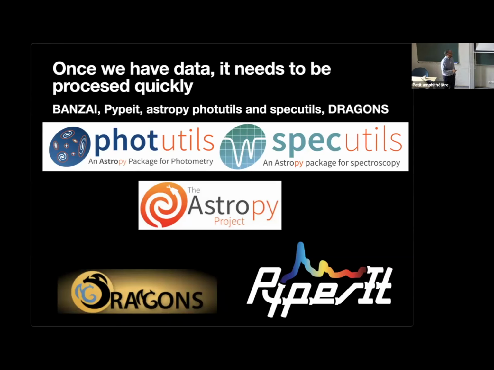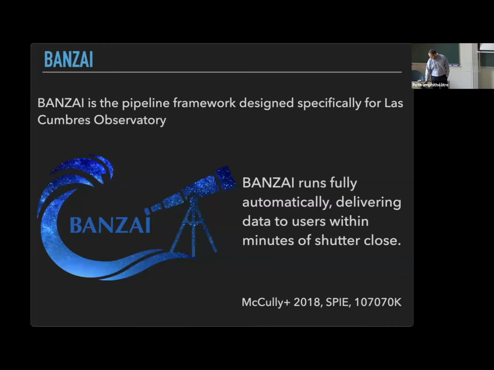So the AstroPy packages have photutils and specutils, which are trying to standardize this at a community level. And then for spectra, these are a couple of spectroscopic packages: DRAGONS, which is coming from Gemini, and PypeIt, which is a very general use spectroscopy reduction toolkit. I'm of course going to take speaker's prerogative and talk about my favorite, which is BANZAI, because I wrote it.